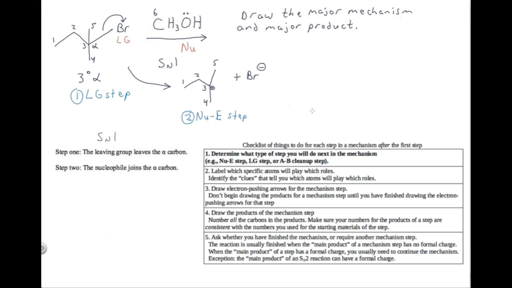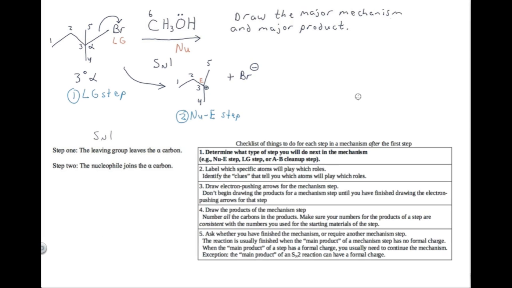Now that we've determined the type of step, we can identify the roles that atoms will play. We've already identified that this oxygen will be the nucleophile, neutral oxygen with a lone pair. We need an electrophile. Well, we know that a carbon with a positive formal charge is a good electrophile. Now that we've identified those roles, we can draw the electron pushing arrows from the nucleophile towards the electrophile.